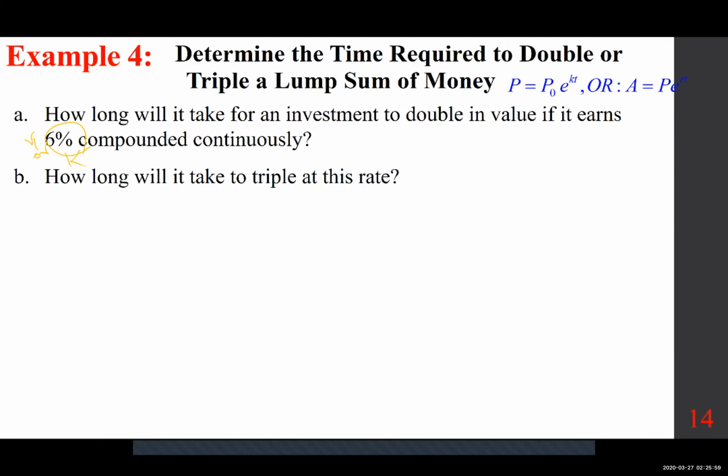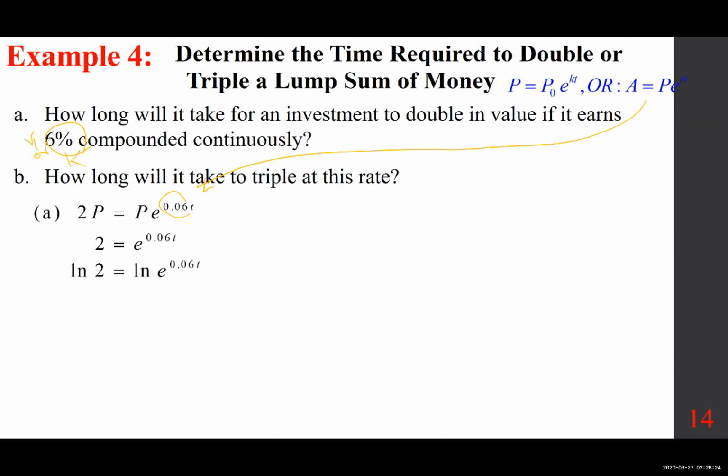Now, look at the way we do it. If we go with this formula A, do you have to put 0.06? You can keep it as KT or RT and then at the end plug it in. But if you put it in, you drop the P, you take a natural log of both sides, and in order to find the T, the left side is ln 2, the right side becomes 0.06 T, and you divide by 0.06, you have the answer.